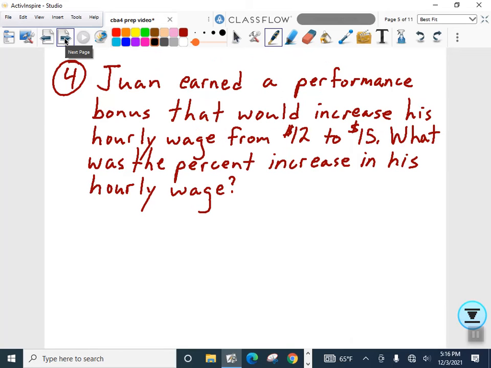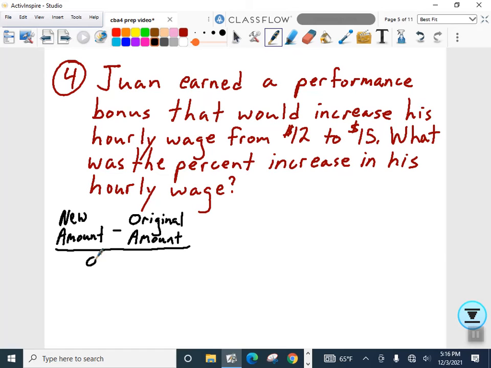Number 4, Juan earned a performance bonus that would increase his hourly wage from $12 to $15. What was the percent increase in his hourly wage? Okay, so we did this in Unit 3. We're going to do this again. It's that important. So let's take the percent increase formula. So the new amount minus the original amount, we're going to divide that by the original amount.